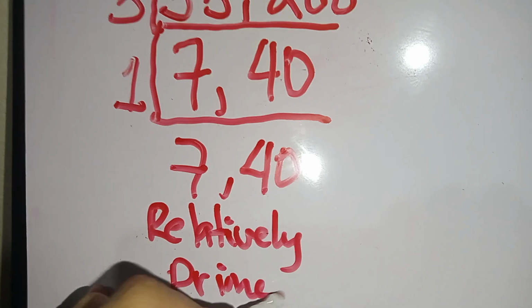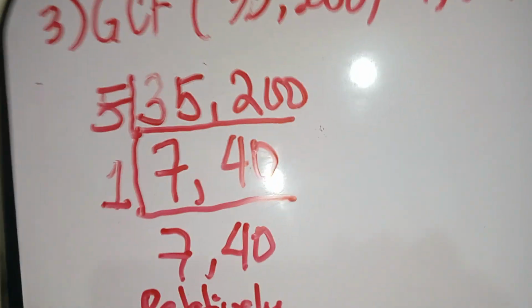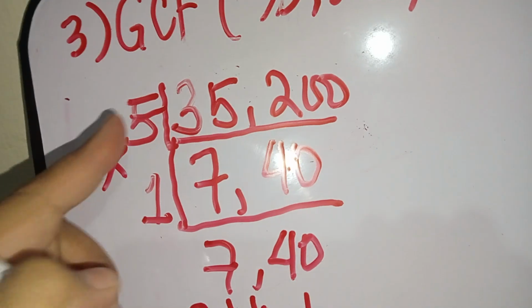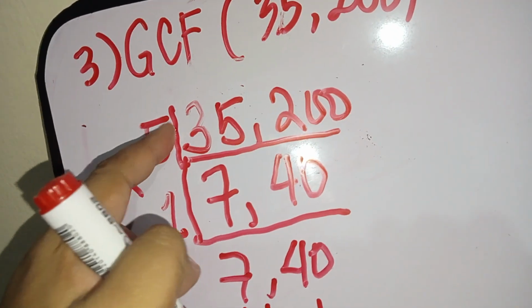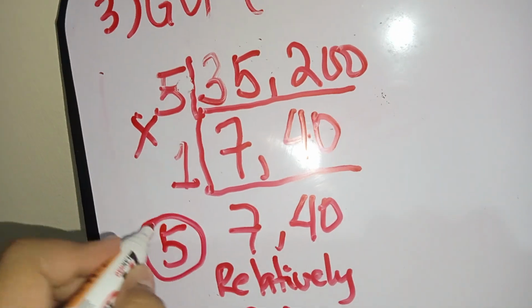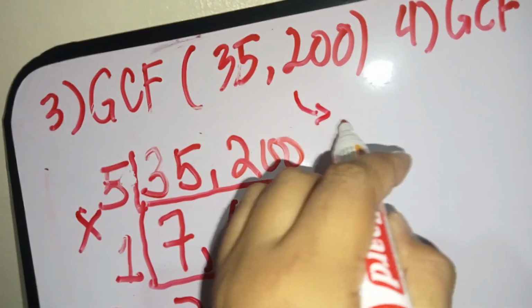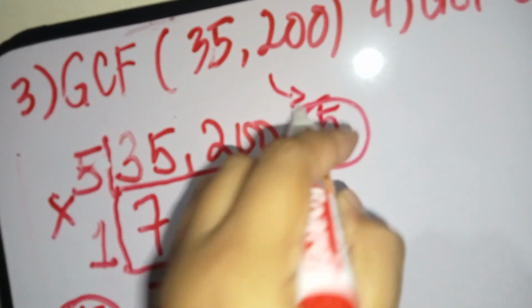Okay. So, we stop dividing. We end with relatively prime. So, you have now 5 times 1. So, 5 times 1 is 5. So, therefore, the GCF for 35 and 200 is 5.